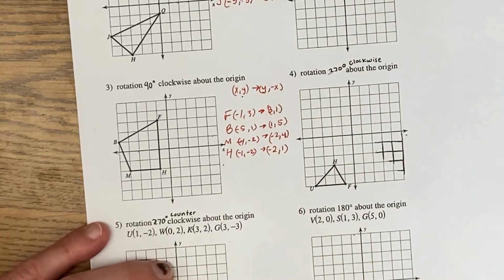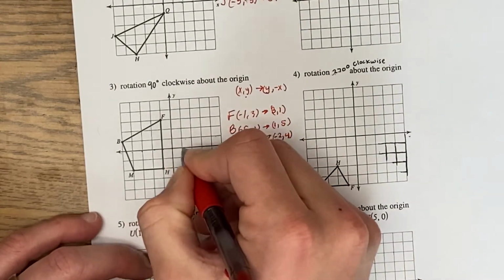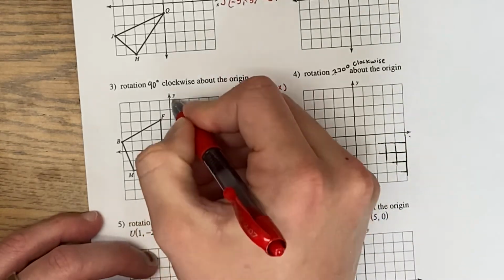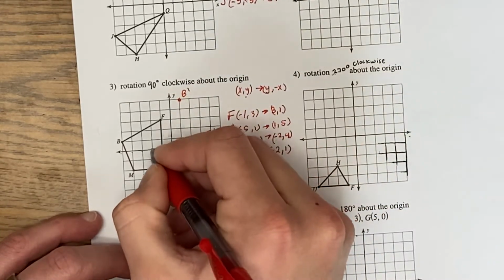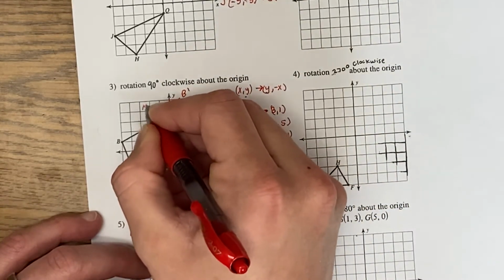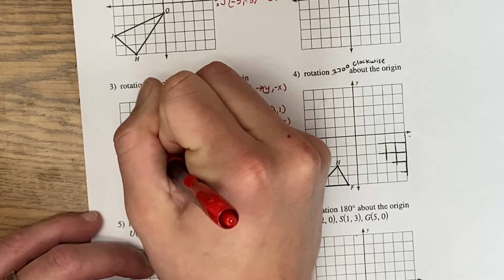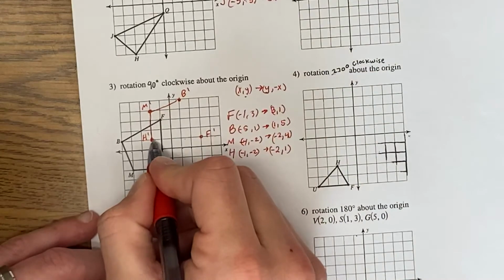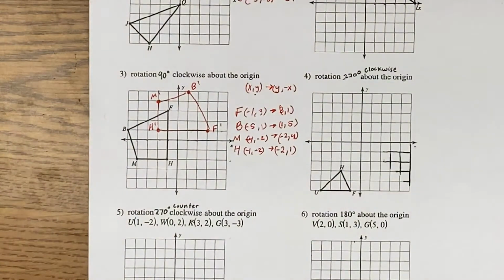So now let's graph our new points, okay? So we graph F is (3, 1). So 1, 2, 3, 1, F prime. B will be (1, 5), B prime. M is (-2, 4). 1, 2, 1, 2, 3, 4, M prime. And H, (-2, 1). 1, 2, 1, H prime. So now we connect our points and we get our new shape. And that was our 90 degrees clockwise rotation.